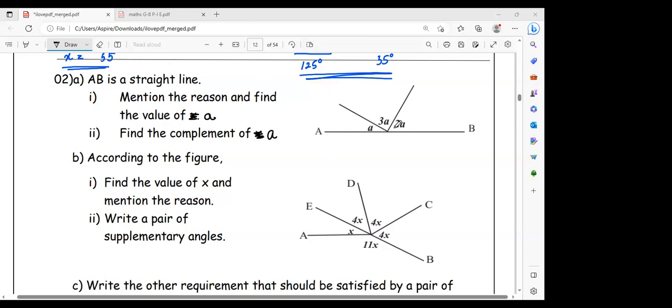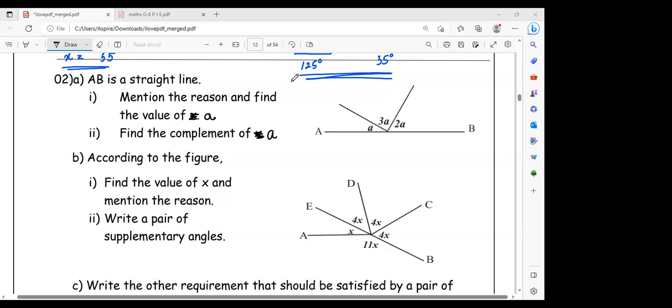Send me the answers once you finish the first two. Now, can any of you tell me what is the reason? Find the value of A. What is the reason we have for finding the value of A? Mention the reason. Induvara, what is the reason? You should mention the reason to find the value of A.